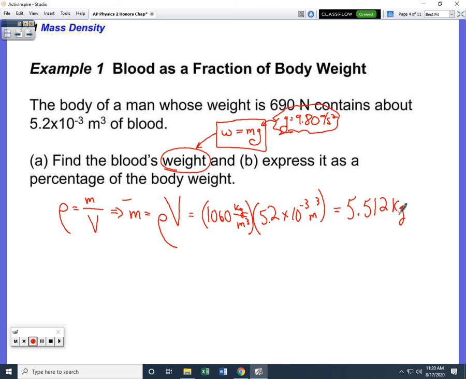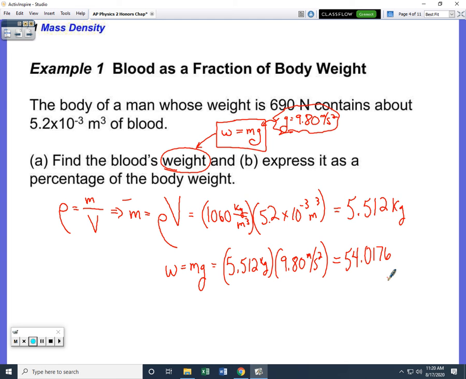So my ultimate goal is actually to find the weight of the blood. So I'm going to be taking that mass times gravity. I'll take that 5.512 kilograms and multiply it by 9.8 meters per second squared. That'll give me a weight, and I get 54.0176. Weight is going to be expressed in newtons because it's a force, so this would be newtons.